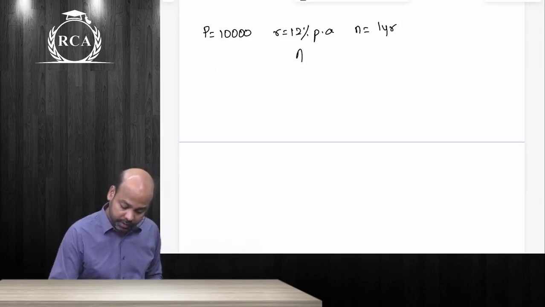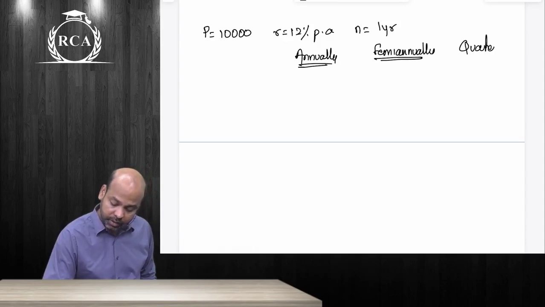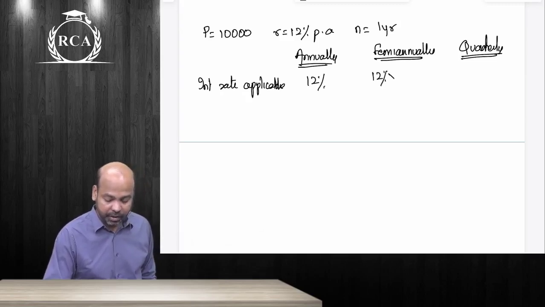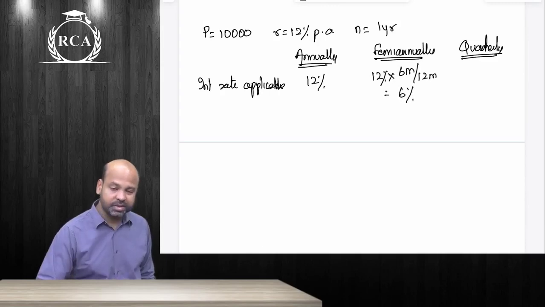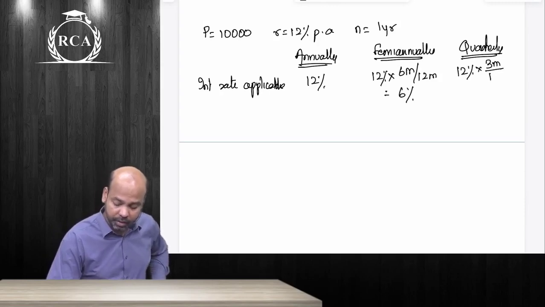Right, like this, beta. If it is compounded annually, semi-annually, or quarterly, these are your compounding periods. What will be the interest rate applicable? If annually, you directly write 12%. If semi-annually, 12% into 6 by 12, that will be 6%. If quarterly, 12% into 3 months divided by 12 months, and that is going to be 3%.